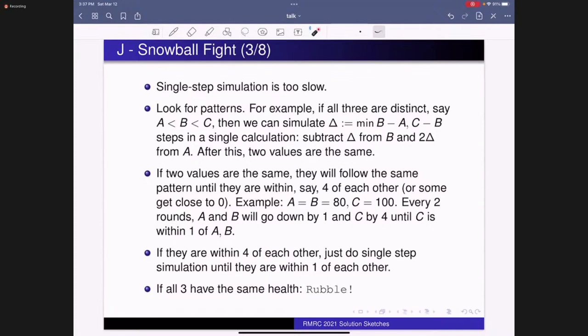So if you do single step simulation, it's too slow. The numbers are huge. I forget what the maximum was. Was it like 64-bit numbers almost? Something like that. They were close to that. But you look for patterns though. Don't just do single step simulation.